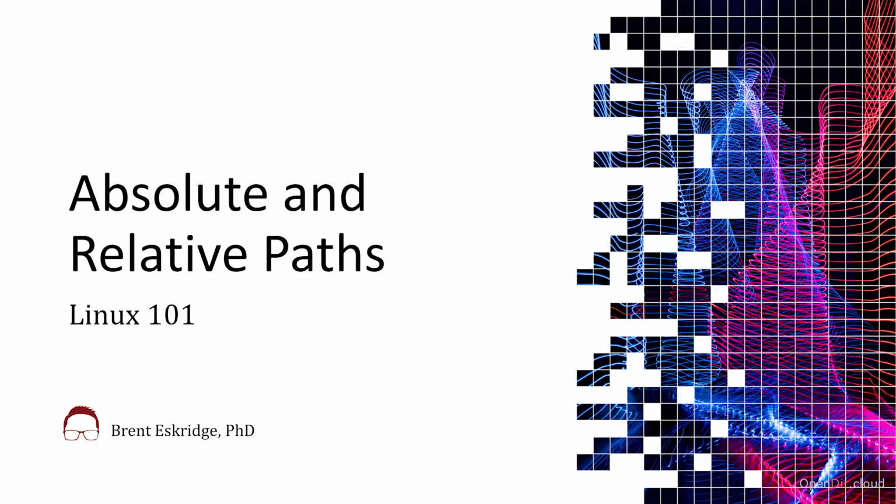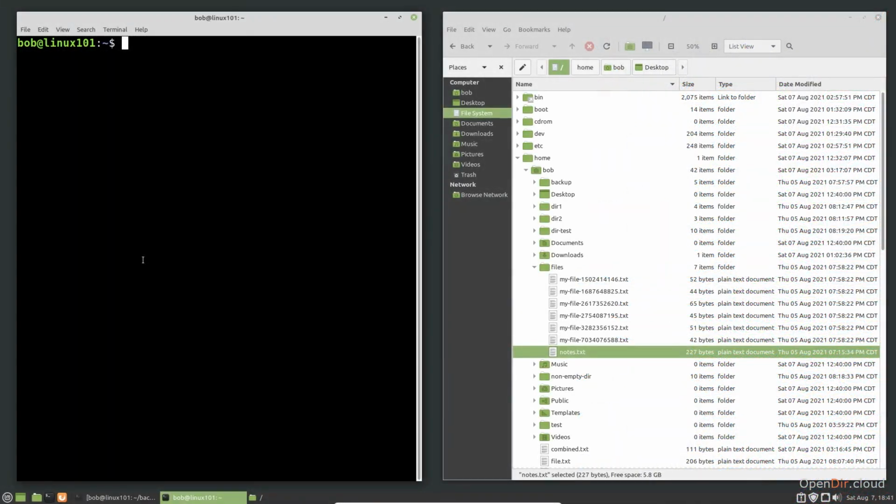When working on the command line, you will encounter two types of paths to files and directories: absolute and relative paths. It is important to understand the differences between the two and when to use one over the other. Before we discuss absolute and relative paths, we need to define what we mean by a path.